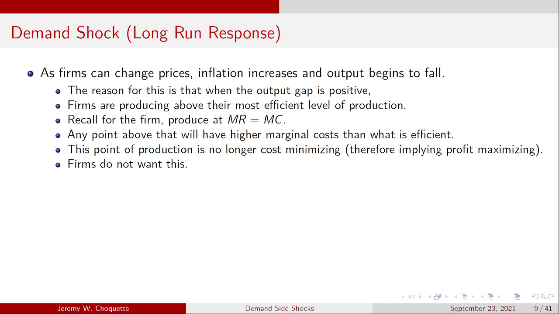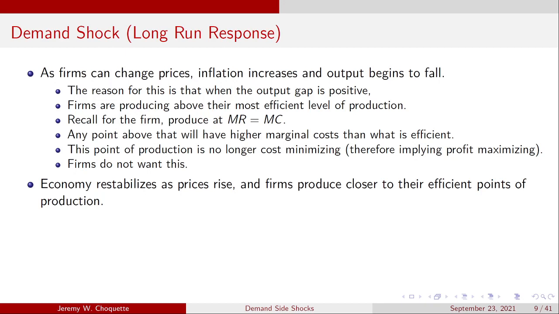We'd like to think it would be a lot better if actual output was above potential, right? But it's an inefficient level of production, even though it seems like it'd be efficient, right? Like more stuff, more production would be great, right? Well, yeah, but it's coming at a much more inefficient cost to produce, and that's not necessarily a good thing. And the economy will begin to restabilize as prices go up and firms produce closer to their efficient points of production. Right? So firms get to raise their prices.